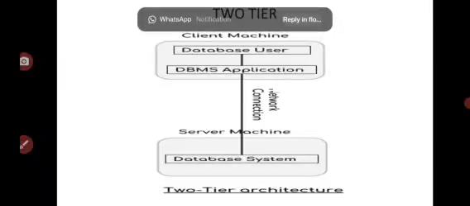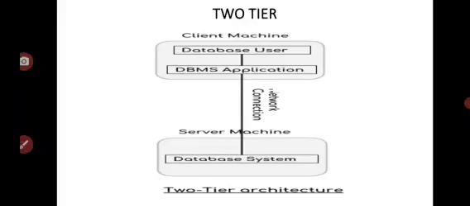So the client machine will make a request through the database user. That will be done by using the database application, and that request will be sent over the network to the server machine, where the database system is present. The request will be processed and given back to the client machine. And this type of architecture is called a two-tier architecture.